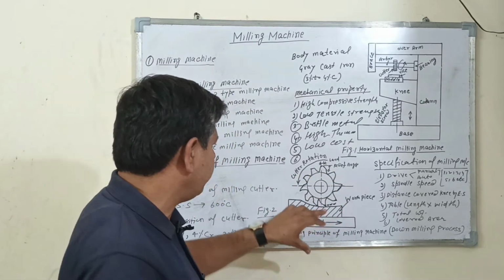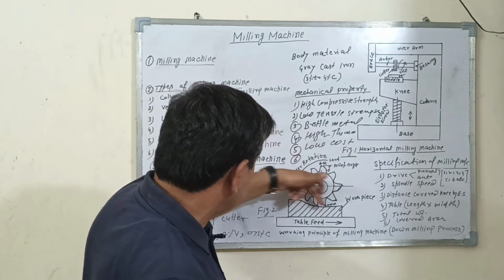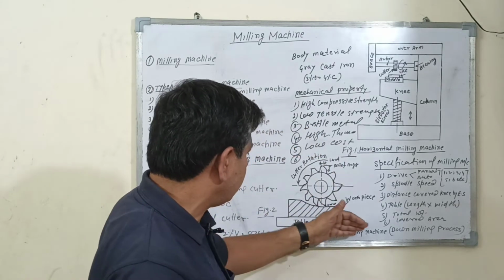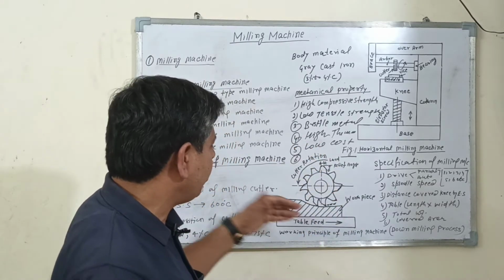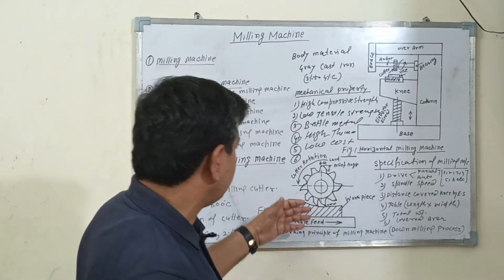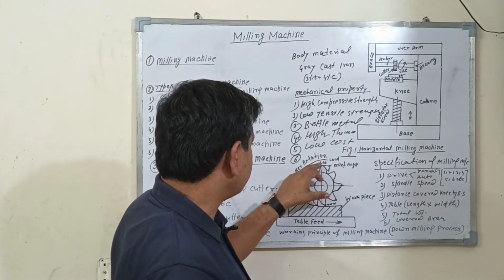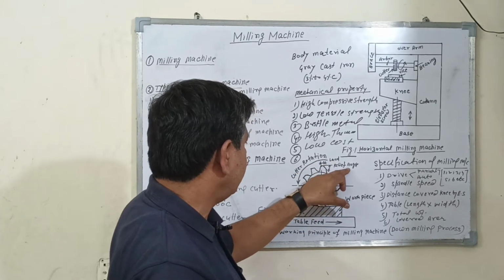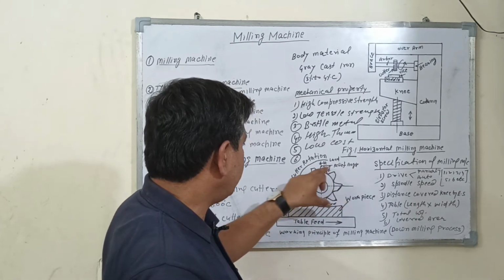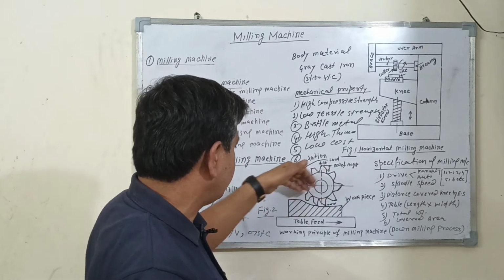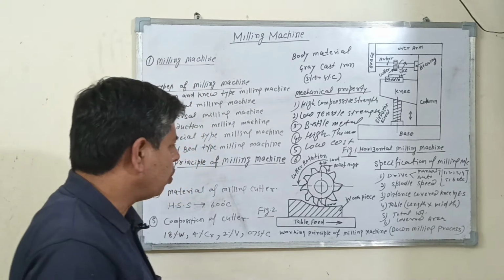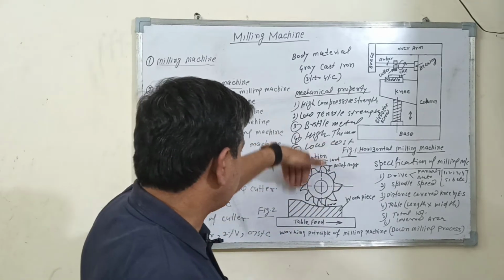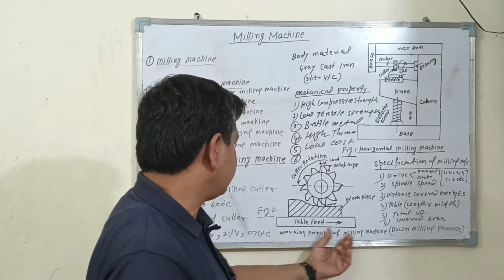The cutter is moved in this direction. The table feed is also in the same direction. When the tool and workpiece move in the same direction, this process is called the down milling process. This portion is called the land, and this portion is the relief angle. The relief angle plays a very important role in flowing the chips and helping to cool the different cutting edges. This is the working principle of the machine.